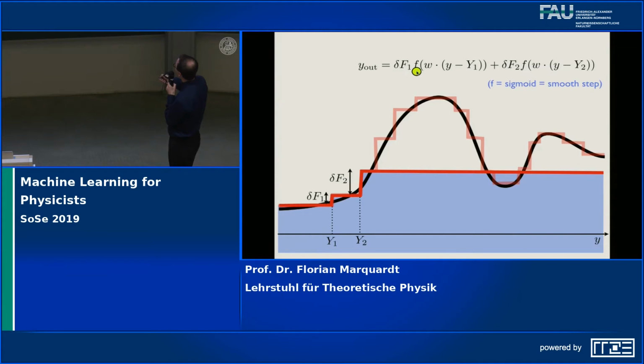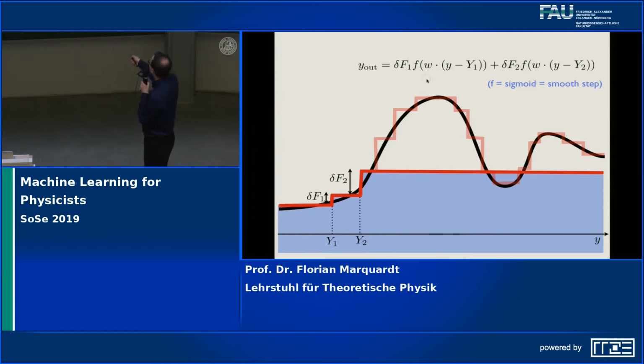Because what I can do is the following. I can take f applied to something that contains the coordinate y, the input coordinate y, minus capital Y1. So this would now be a step function that no longer has the step at y equals 0, but obviously it's shifted, and the step will be at y equals capital Y1.